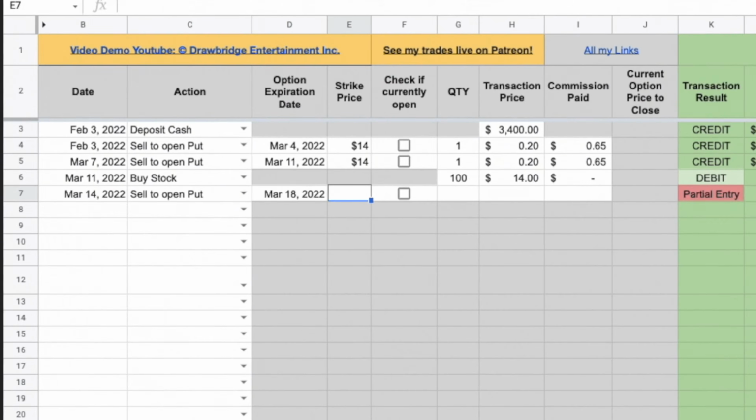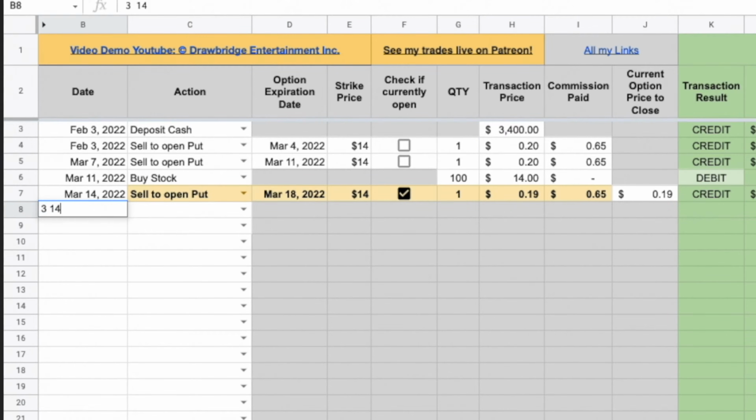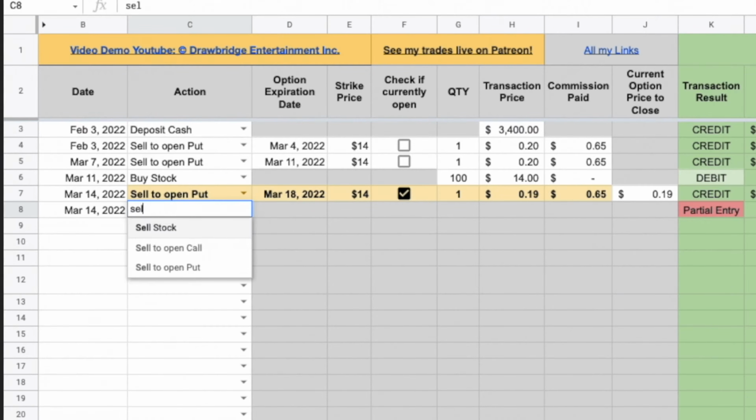Now immediately, because I've now purchased stock, I can now do 2 things. I can both sell a put and sell a call against the shares that I currently own. Sell to open a put. We're going to say this time we got a little bit less money for it. We got 19 cents. Now we're also going to sell to open a call on that same day because we have shares that we can sell that against.